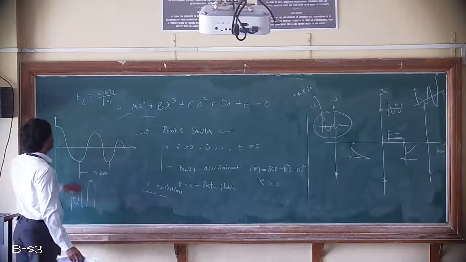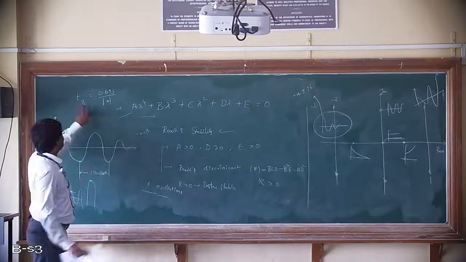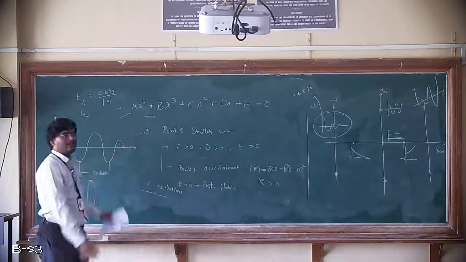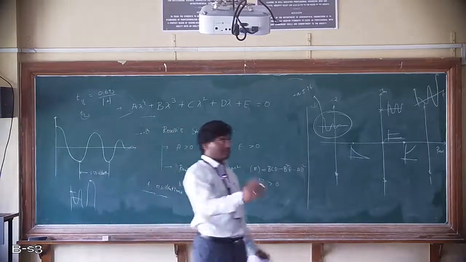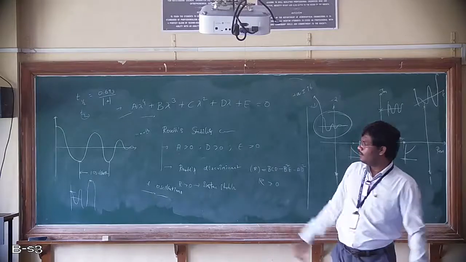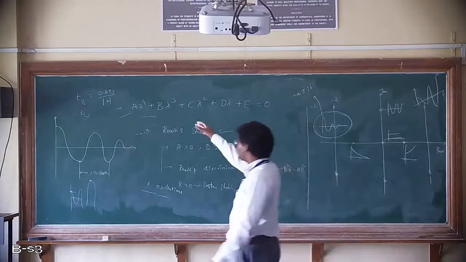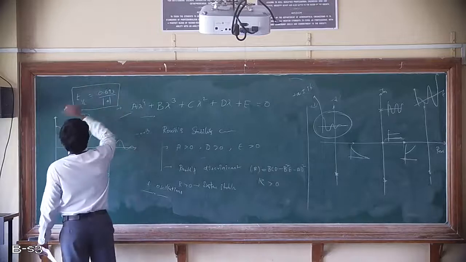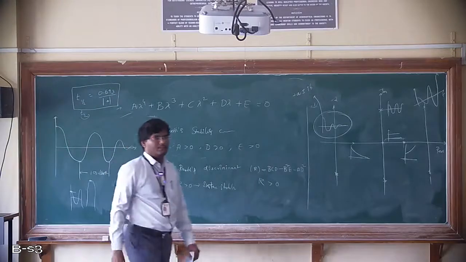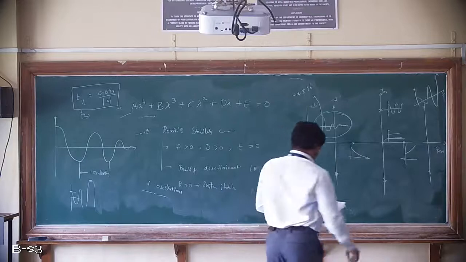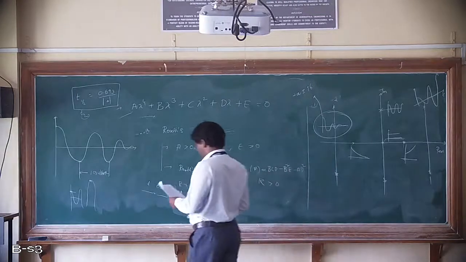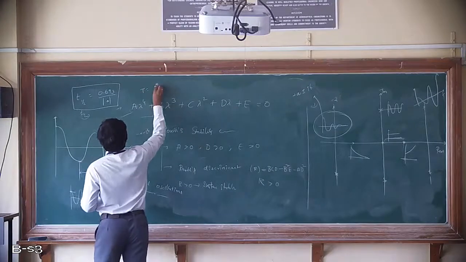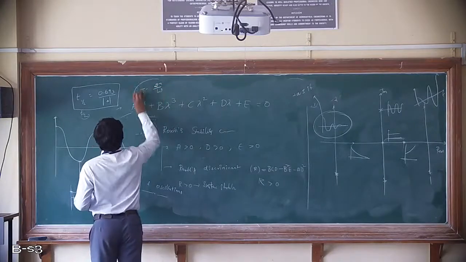If it is positive, this is nothing but the time taken to double the disturbance. The formula is the same, so just remember this: 0.693 by mod a. And what about time period? Time period is T equal to 2 pi by omega. This thing you know, right?